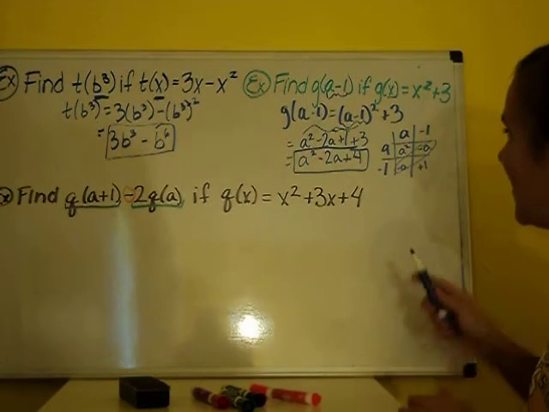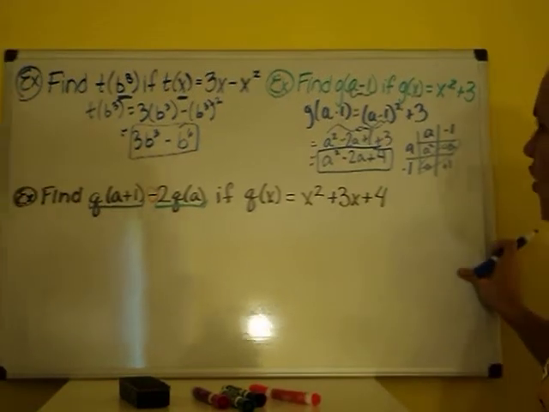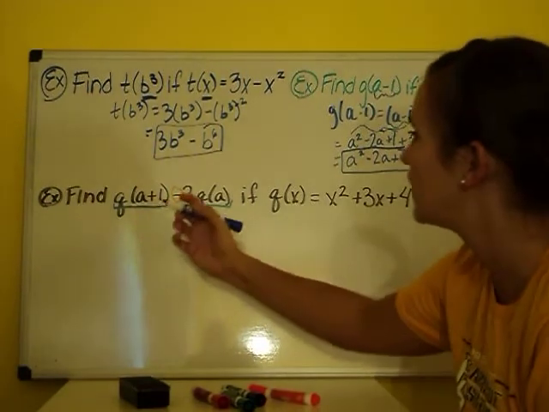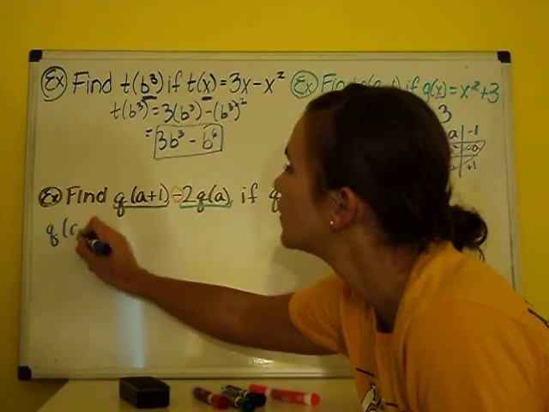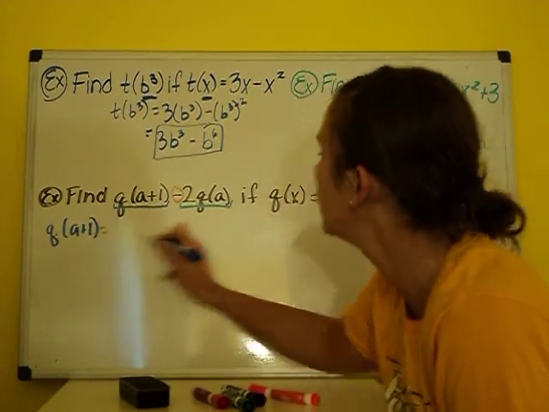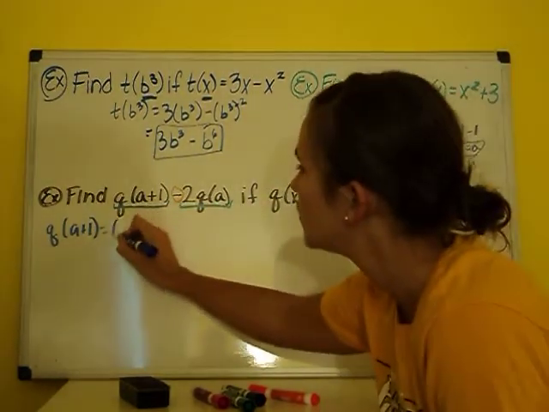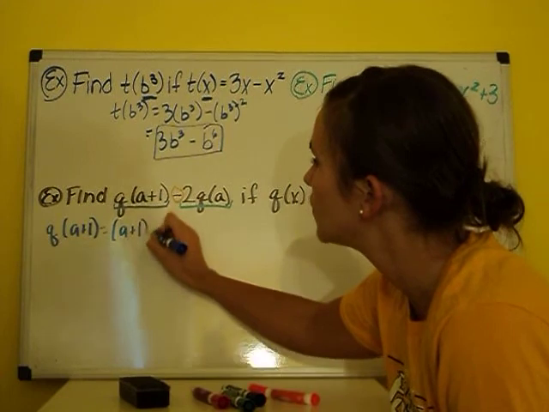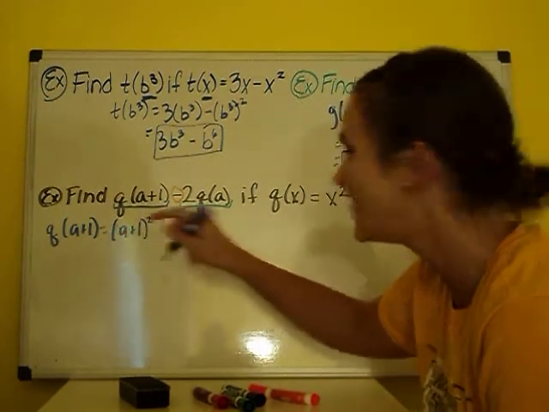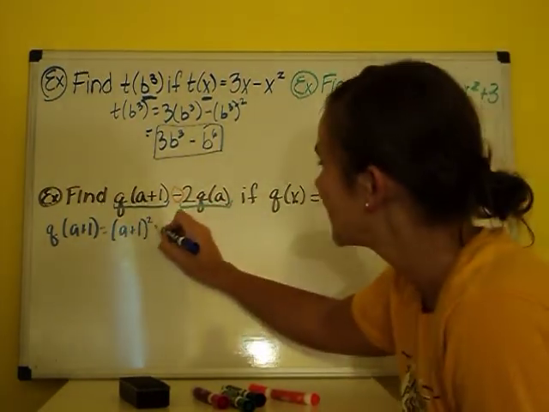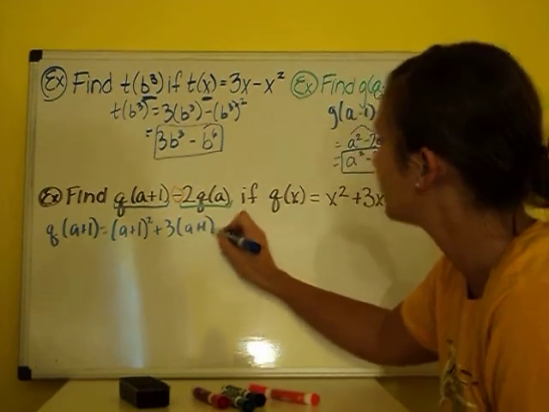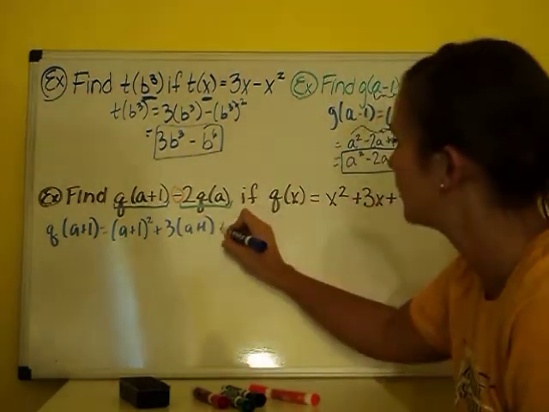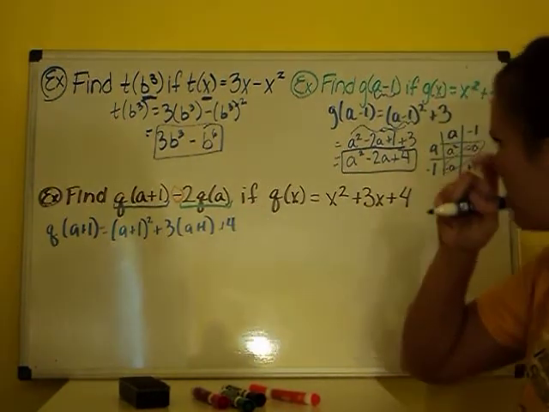Alright, here we go. So this is my q of x. Wherever I see an x, I'm going to put an a plus 1. So q of a plus 1 equals x squared. So I'm going to have a plus 1 squared. That means I get to FOIL. Plus 3x, so plus 3 times my a plus 1, plus 4. Okay.